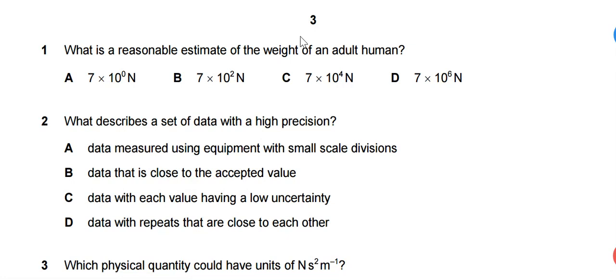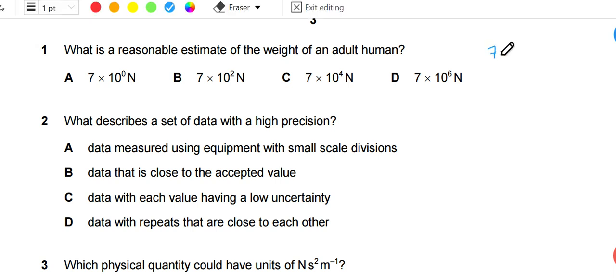Weight of an adult man is certainly 7 times 10 to the power 2, because the weight of an adult man is 70 kilograms times 10, the acceleration due to gravity.